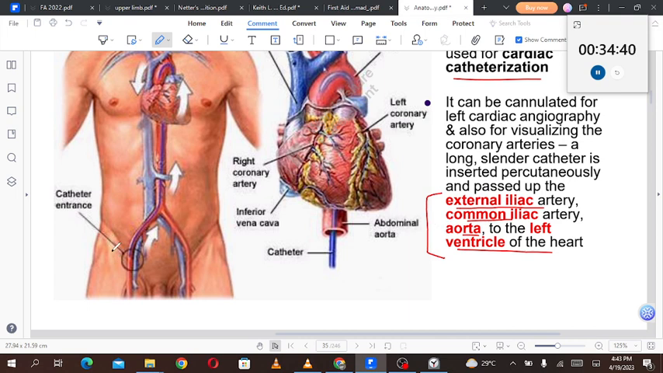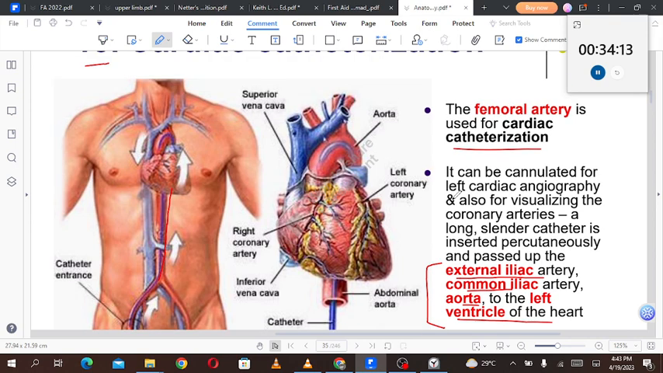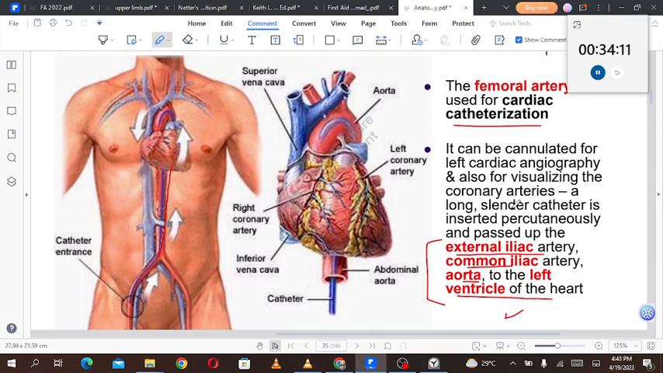We make a subcutaneous incision, then we enter the catheter into the artery, and it passes from the external iliac artery to the common iliac artery. From the common iliac artery it enters the abdominal aorta, and from the aorta it enters the left ventricle. Why the left ventricle? Because the aorta is connected directly to the left ventricle, and then we can do the catheterization over there.